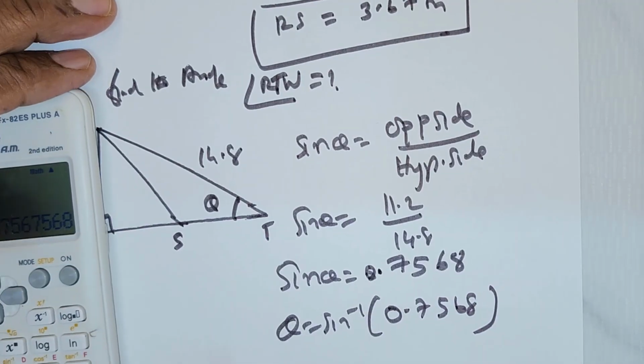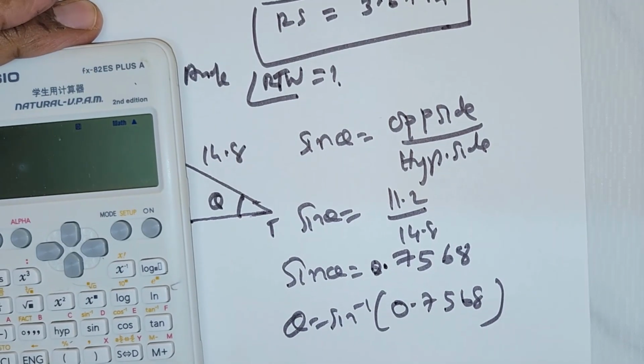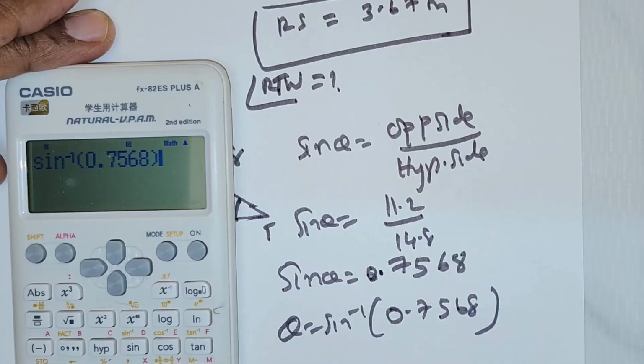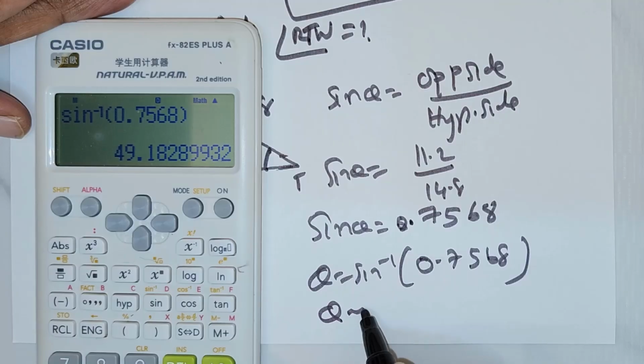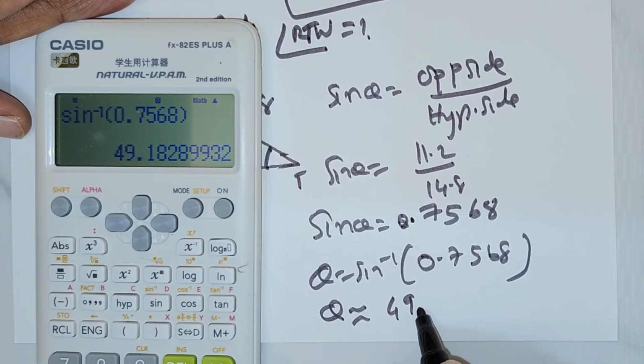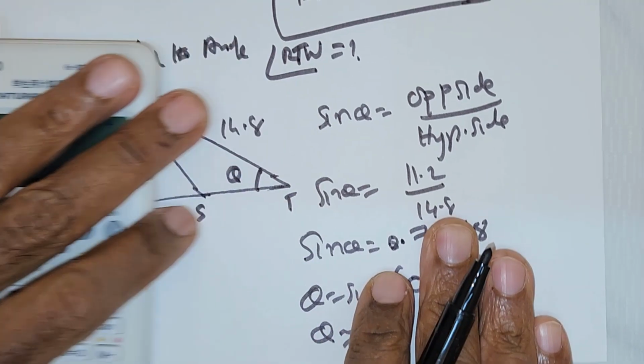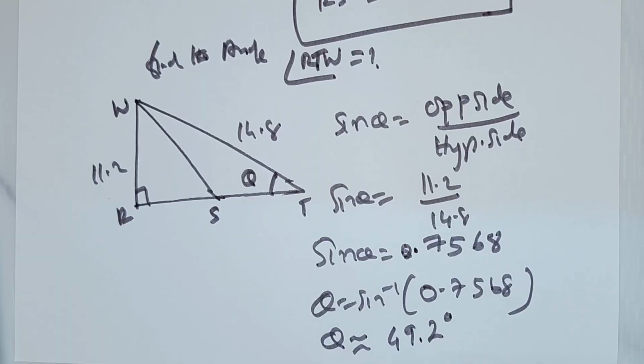So what is that going to be? So let's go and operate the shift sine inverse of 0.7568. So that is equal to 49 degrees, approximately 49.18. You can take it as 49.2 degrees. Okay, that is the solution for this question.